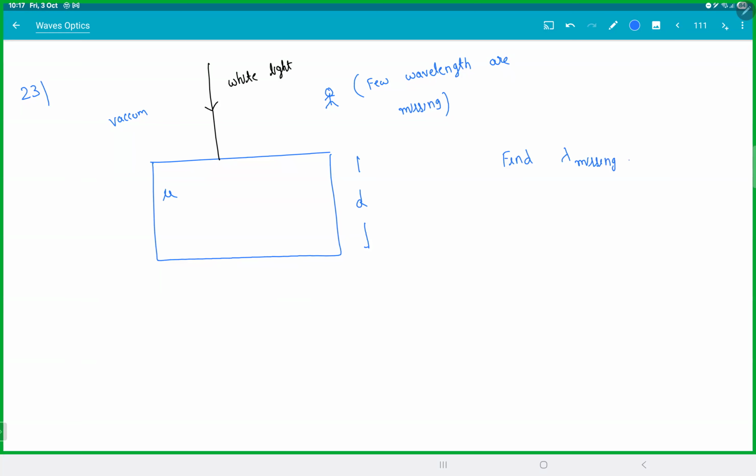So when you shine white light onto the surface, some light rays will form constructive interference while coming back, some light rays will form destructive interference. The destructive interference wavelengths cannot be measured. So I mean that it feels as if they're missing.